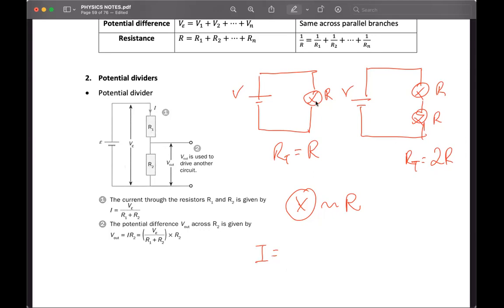So I will be equal to V over R, correct? So this R total is just 1R. On the right side, the R total is 2R. So this I is actually half of it. Therefore the current flowing through this bulb is half of the current going through this bulb, and therefore the bulb on the right would be dimmer. Is that clear? Okay, so this is the revision.